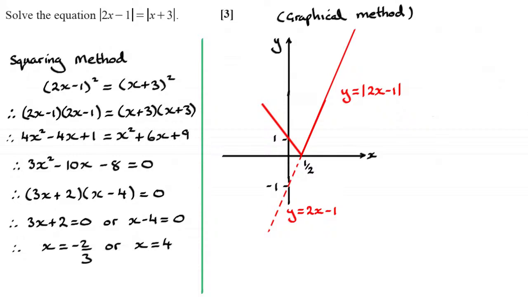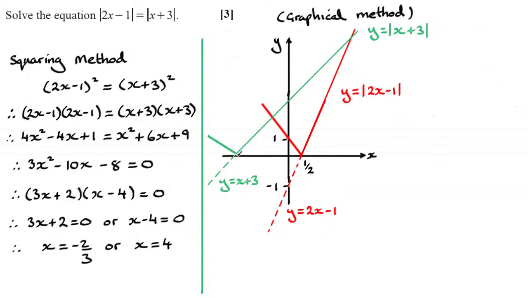Now you're going to need to draw on the graph of y equals the mod of x plus 3, and it's going to look something like this. This would be the line coming right the way down here of y equals x plus 3. It's a straight line with a gradient of 1, so not as steep as this line here with a gradient of 2, so it will intersect it here and here.